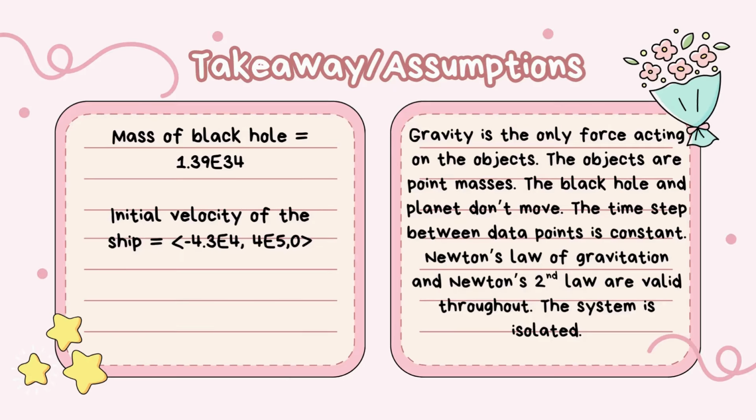The key takeaways from this lab were the mass of the black hole I found to be 1.39 times 10 to the 34th. I found the initial velocity to be negative 4.3 times 10 to the 4th in the x direction, 4 times 10 to the 5th in the y direction, and 0 in the z direction.